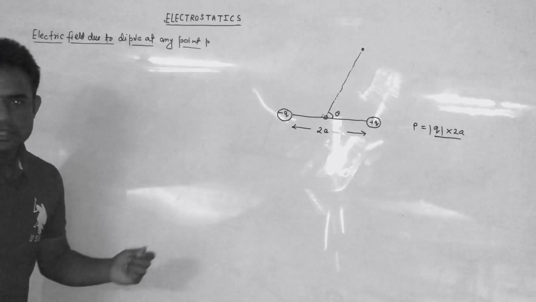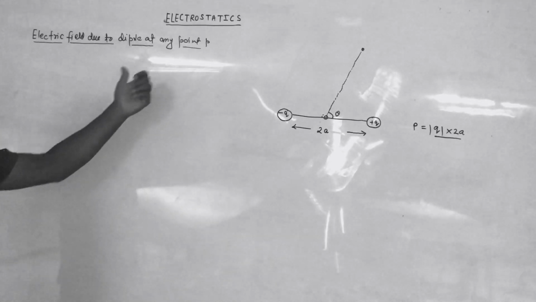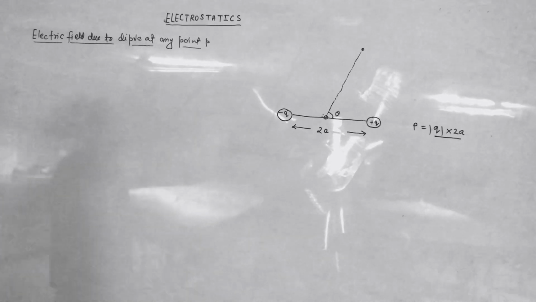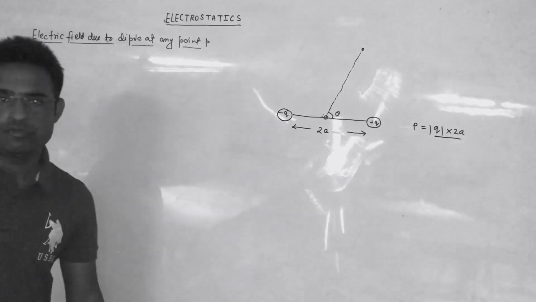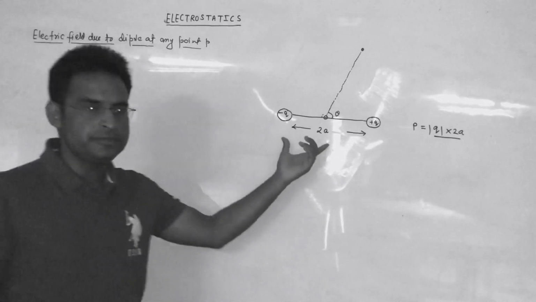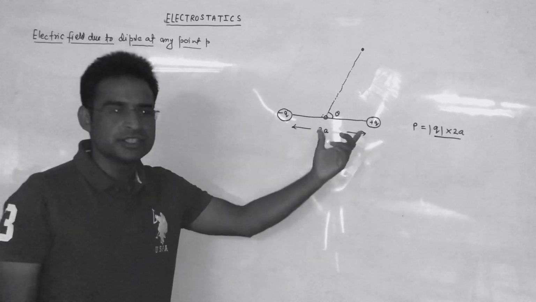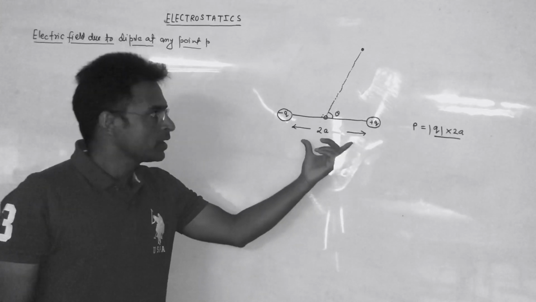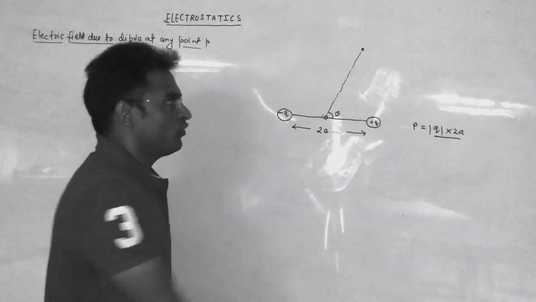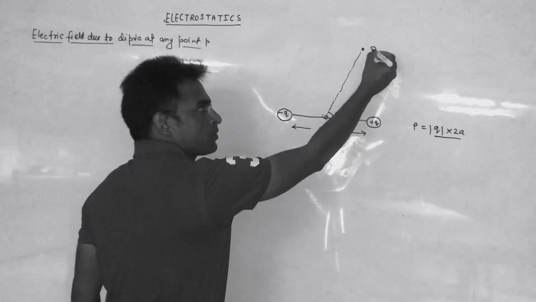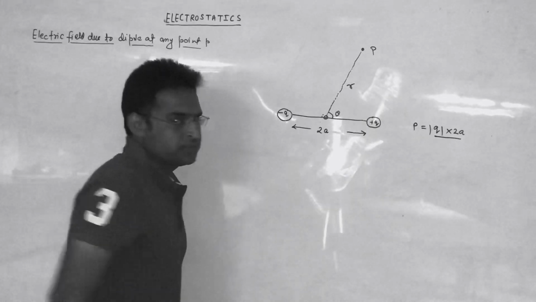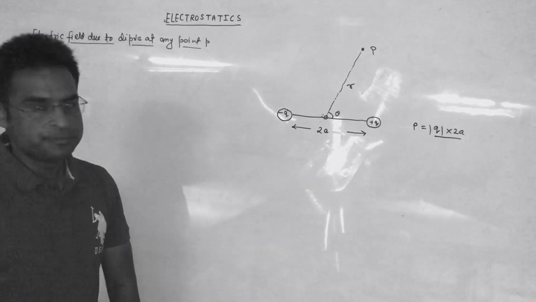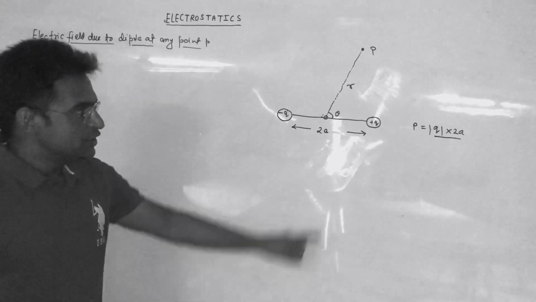As this is the next lecture of electrostatics, I need to find out the electric field due to a dipole at any point P. So this is one dipole, and the distance between these two charges is 2a. I need to find out the electric field at point P at distance r from the midpoint of this dipole, and this angle is theta.